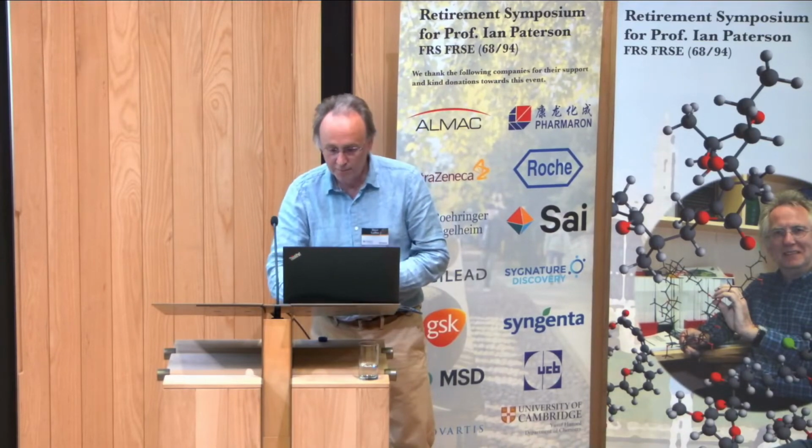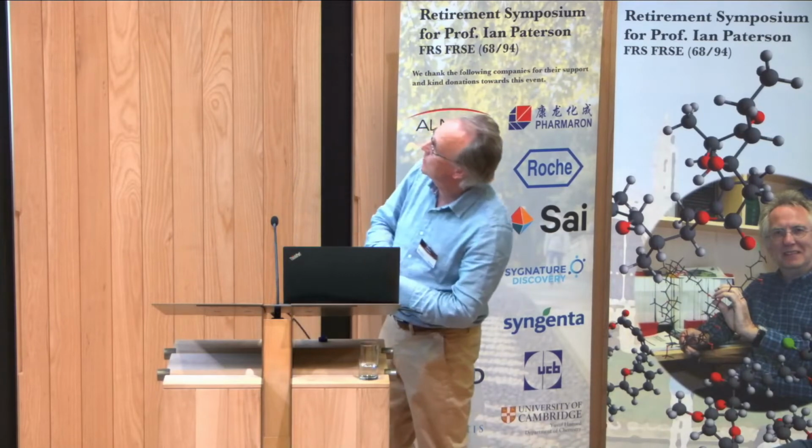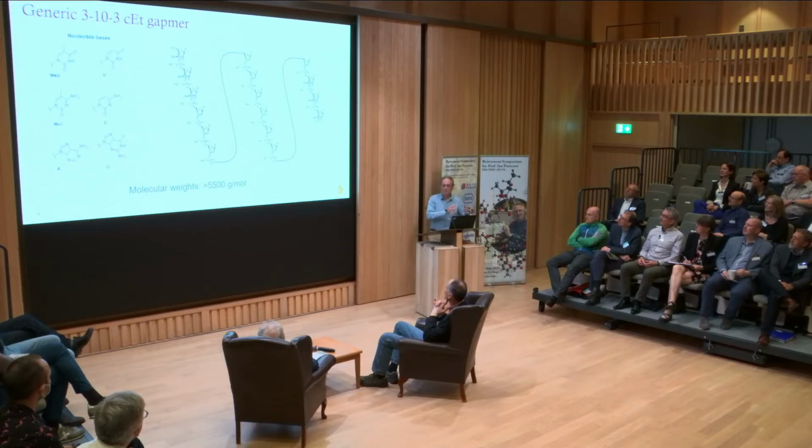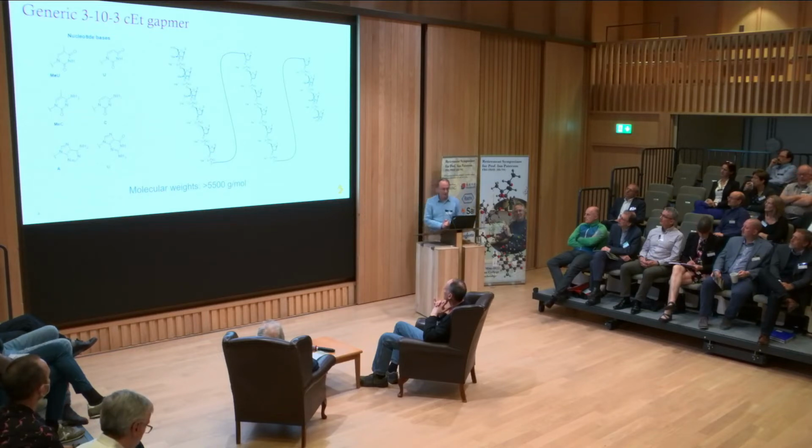If we just look at what our standard structure is, sorry that hasn't come out so well. These are described as 3-10-3 gapmers. Which means we have 3 of the C-et nucleotides, we have 10 of the standard deoxynucleotides, and at the other end we have another 3 C-et nucleotides. And we have 6 standard bases, which are distributed along the chain.